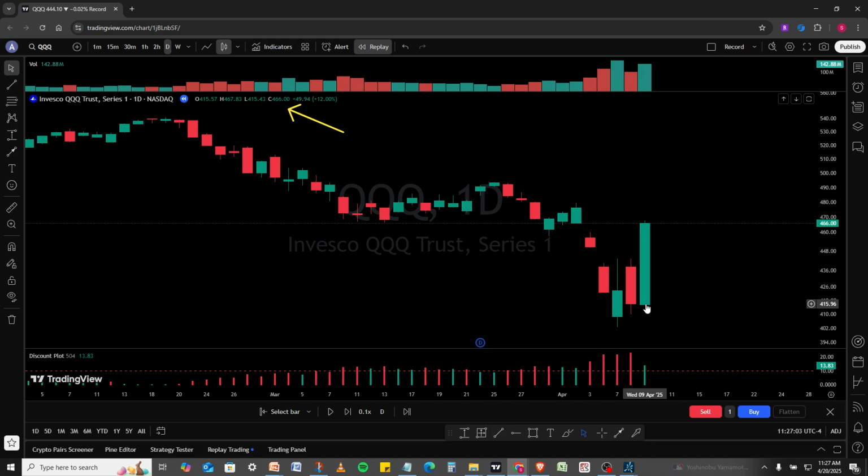Because it closed positive for the day, we have a green candle. The green color tells us that the price opened low at 415 and closed much higher at 466. It's a positive day overall, so the color is green.